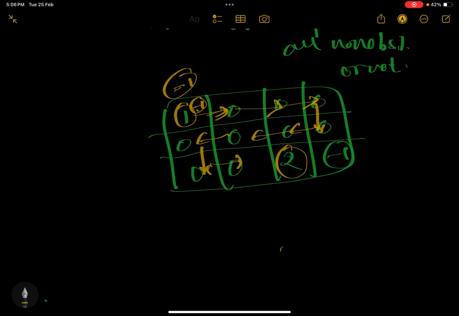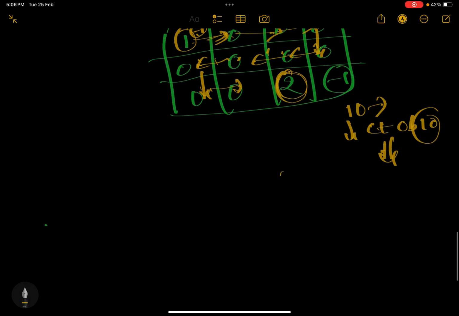So how many paths have you counted? 1 2 3 4 5 6 7 8 9 10, which means I have crossed all the non-obstacles. How many non-obstacles were there? 1 2 3 4 5 6 7 8 9 10. So when you reach the 2, if the count of non-obstacles is 10, this is a valid path, meaning you have crossed all the non-obstacles at least once.